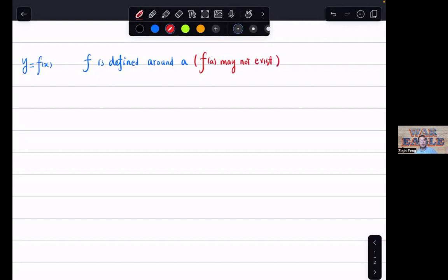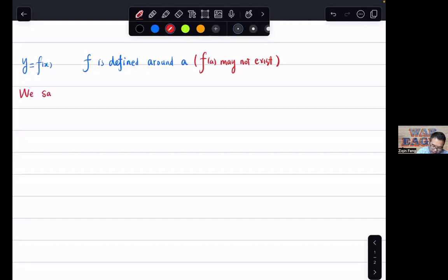So you have a function, you have a point, and the function is defined near A. As long as x is close to A but not equal to A, this function is always well-defined. f of x is known, is a number. We know that, but f of A may not exist. So this is our definition.